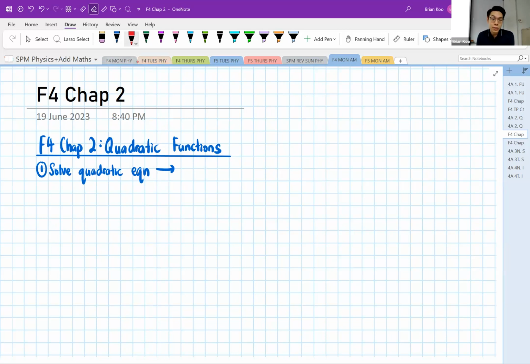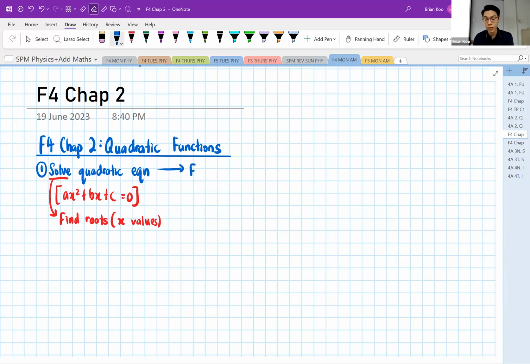When we say solve, what we're doing is we are looking for the x value, right? You know that a quadratic equation looks like this. This is a quadratic equation. And when you say solve, sometimes they'll say solve, sometimes they'll say find the roots. Roots means x values.